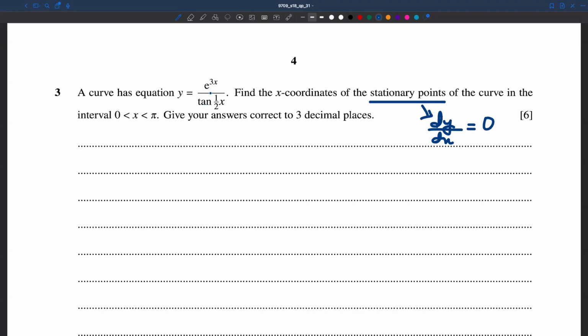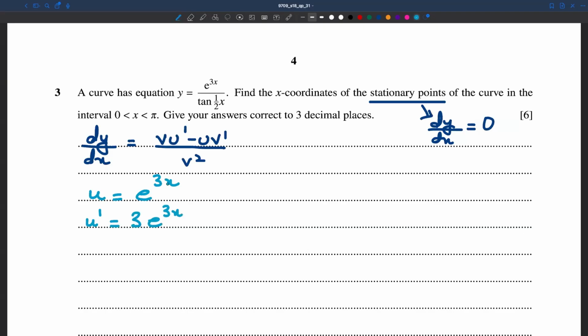Now, as these two terms are dividing, we'll use the quotient rule. We know that dy/dx, if two terms are dividing, is (vu' minus uv') upon v squared. It's better that you write u separately. u equals e power 3x, so u', the derivative, will be 3e power 3x. We take the derivative of 3x and multiply.